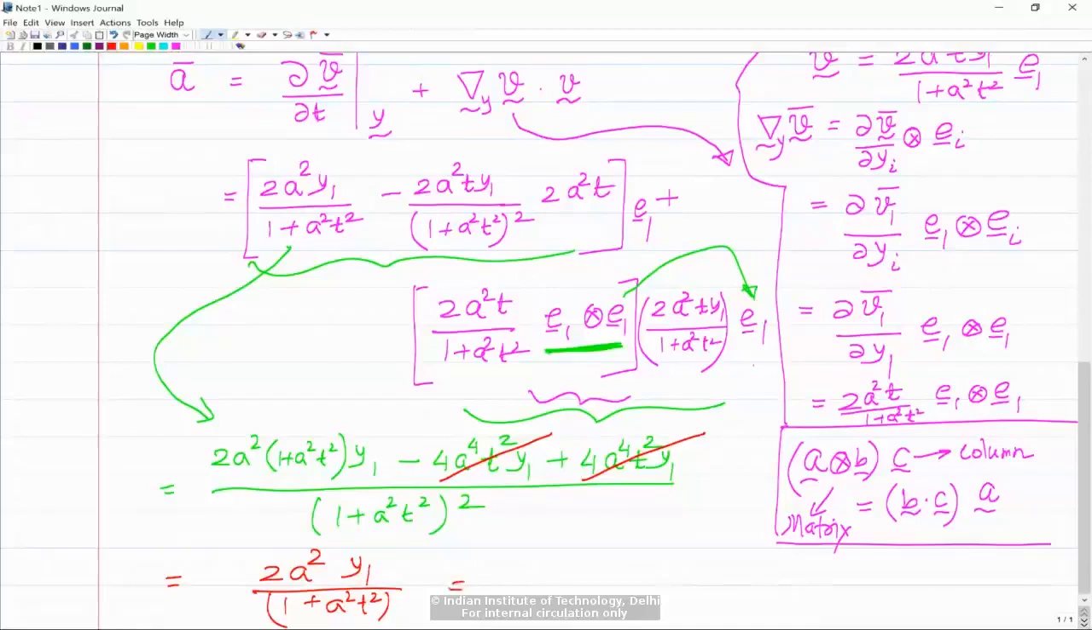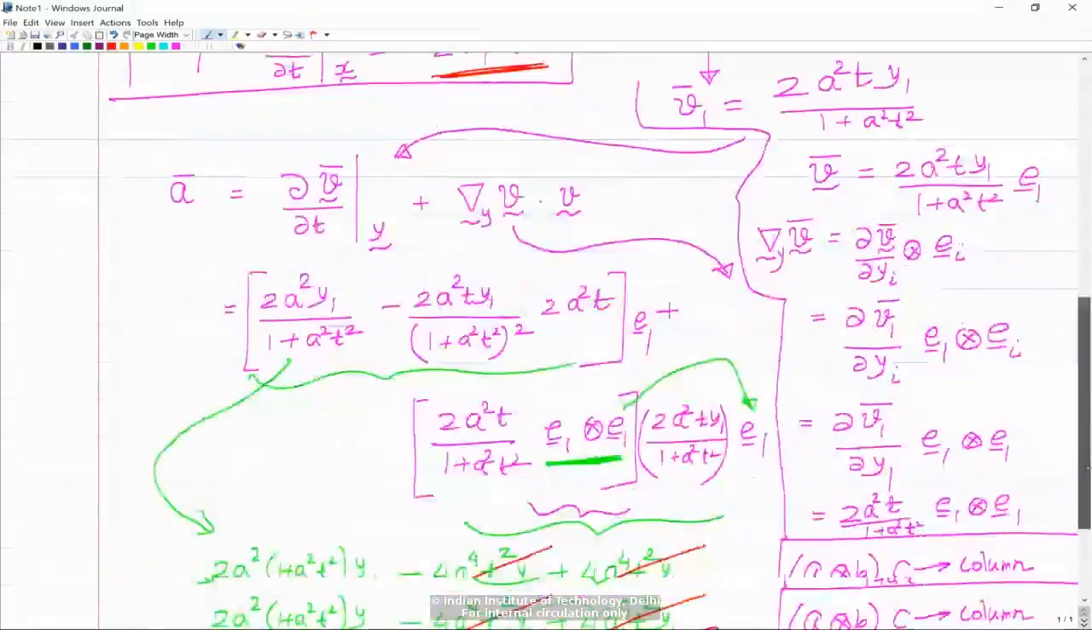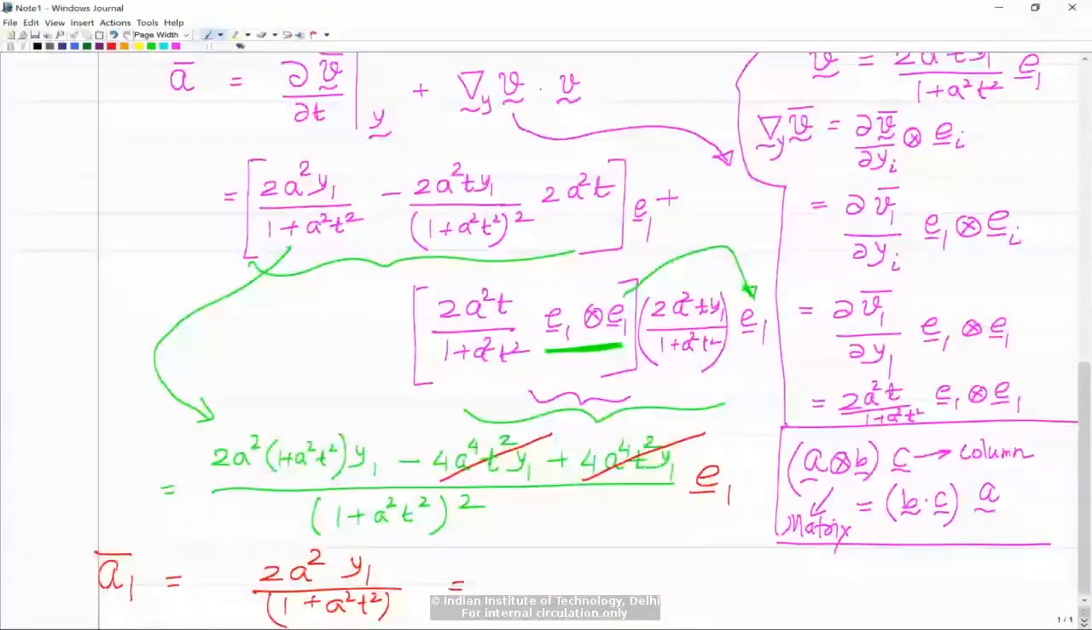Okay, so that's the Eulerian form of acceleration. So this is basically a bar 1, a1 bar. And let us see, does it match with the Lagrangian form? So in the Lagrangian form we have simply 2x1 a square. So do you think it is matching? So indeed it is matching. So if in place of y1 you write it in terms of x1, then it really becomes 2 times a square x1.